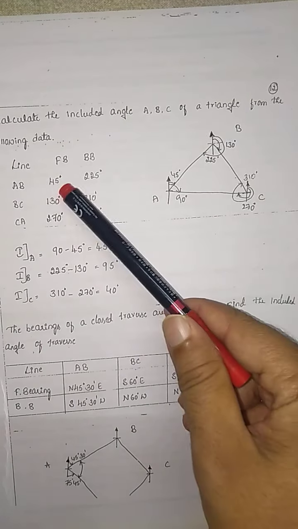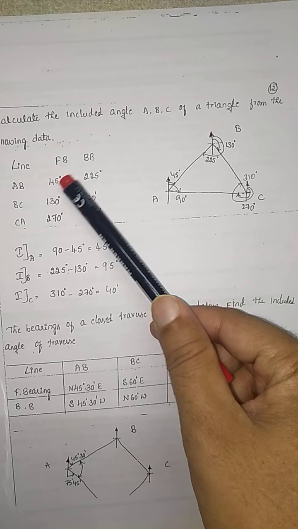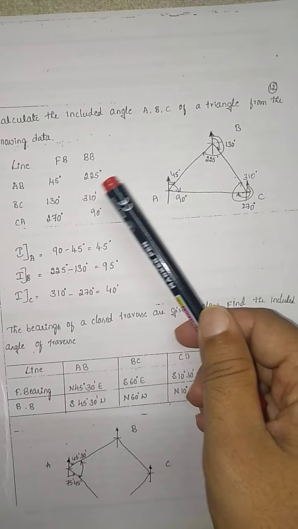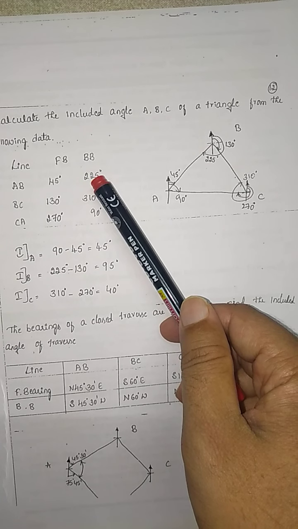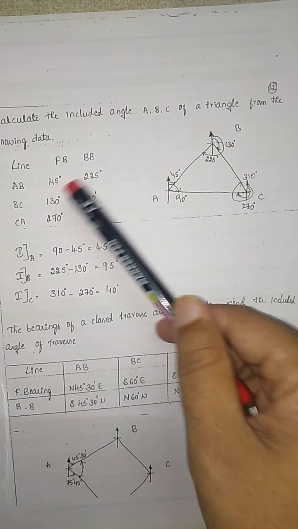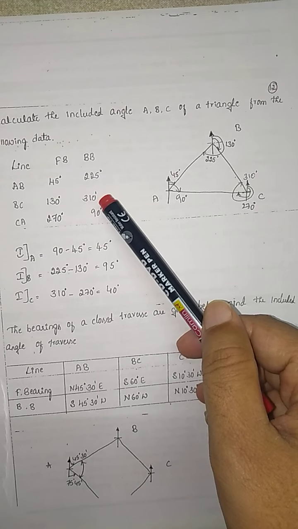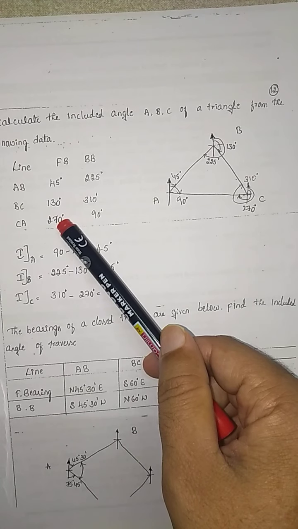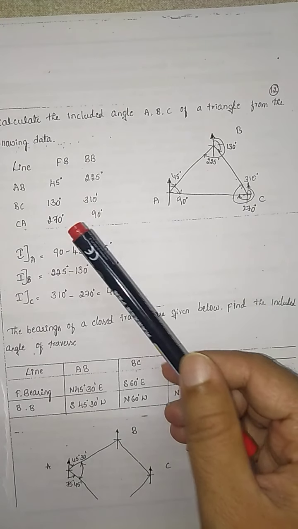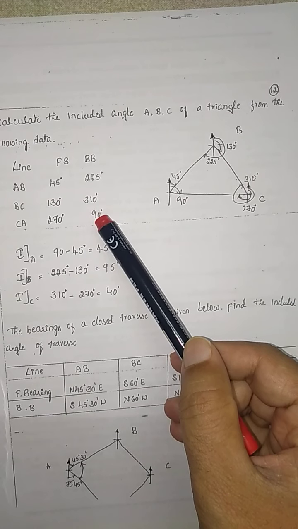So how do you need to calculate the back bearing? For AB, it is less than 180, so you need to add 180 to this. So you are going to get the back bearing 225. For the line BC, again it is less than 180, you need to add 180 to this, and you are going to get 310. Again 270, since it is more than 180, if you want to calculate the back bearing, you are going to get 90 degrees.